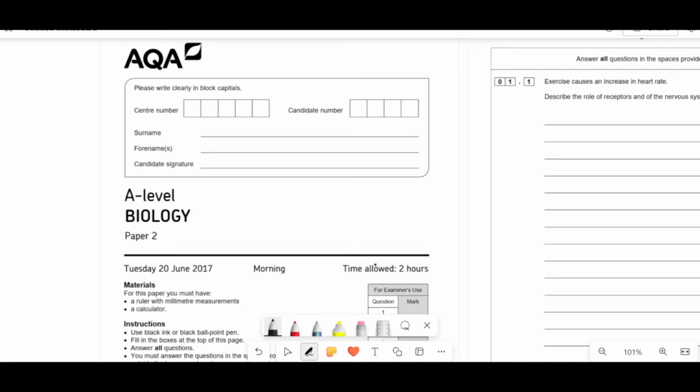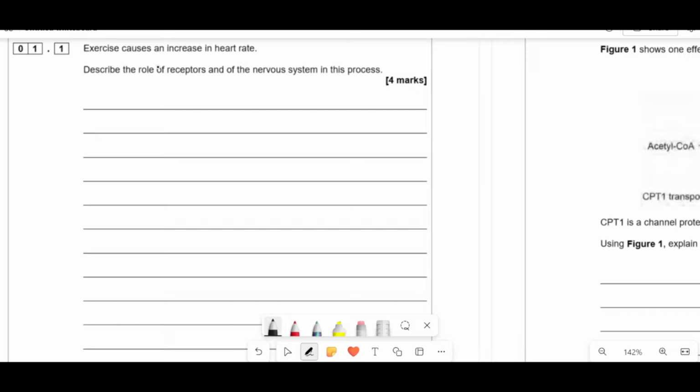Hello everybody, welcome back to another episode of the A-Level Cookbook. Today we're going to be doing AQA A-Level Biology Paper 2 from June 2017. Exercise caused an increase in heart rate. Describe the role of receptors and of the nervous system in this process.